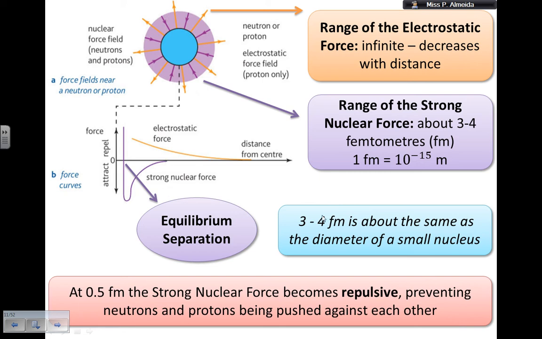Now, regarding the range of the strong nuclear force, as you can see, it is attractive, but then we have this line in here, right? Now, this line is because at 0.5 femtometers, and again a femtometer is 10 to the power of minus 15 meters, the strong nuclear force becomes repulsive, okay, and prevents the neutrons and the protons being pushed against each other. So that's why we have that line in there, okay?